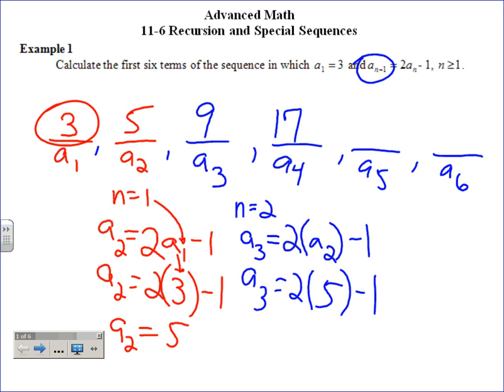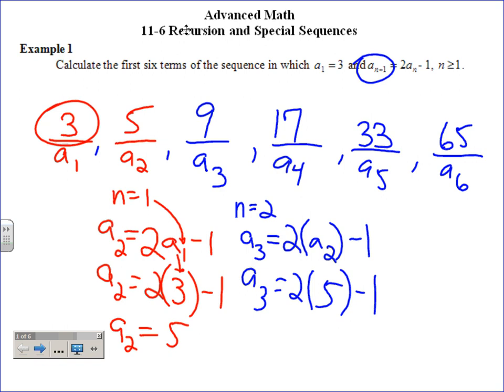We're good? So to find a sub 5, we take 17 times 2, which is 34, minus 1 is 33. Then you take 33 times 2, minus 1. So once again, you might look at it and see it's going up by a certain amount, or you may find a pattern on your own. But once again, the point to be made here is neither arithmetic nor geometric.